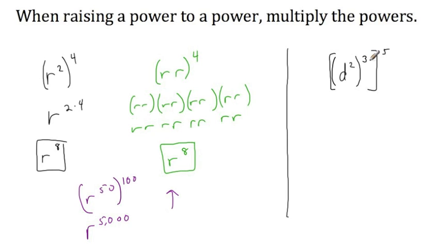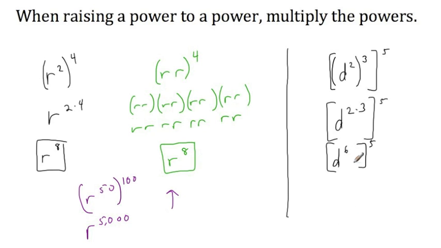So I'm going to work my way out, and notice that I'm raising d squared to the 3rd power. d squared is a power, and I'm raising it to a power. So here I'm raising a power to a power, so I can multiply the powers. This is going to be d to the 2 times 3 power. And then everything on the outside of that still needs to come straight down, so I'm still raising it to the 5th power. I can simplify d to the 2 times 3. 2 times 3 is 6. So this is d to the 6th to the 5th power.